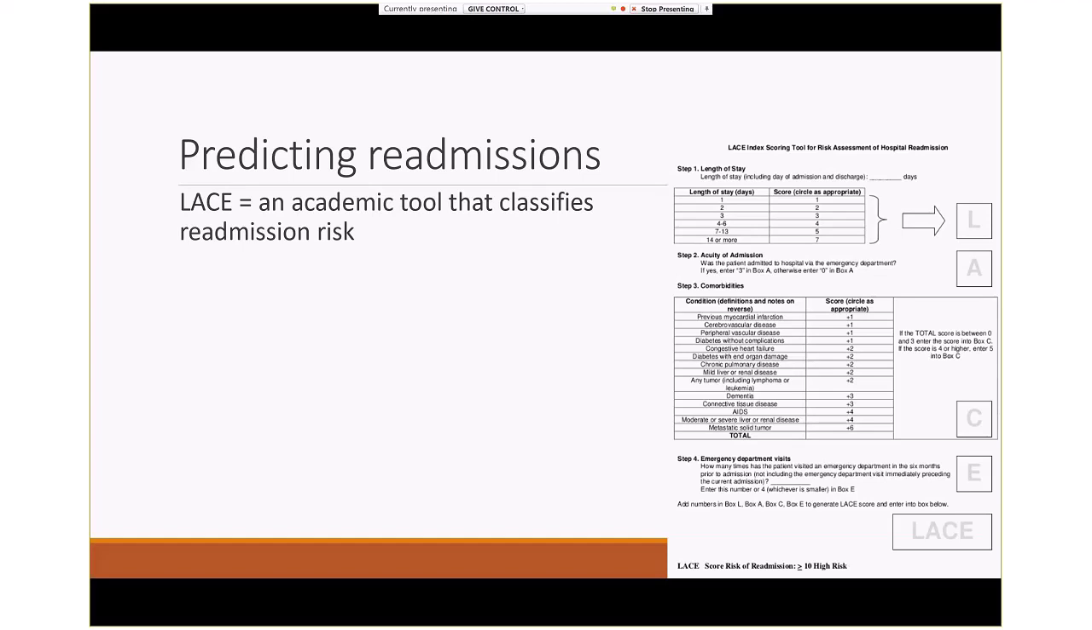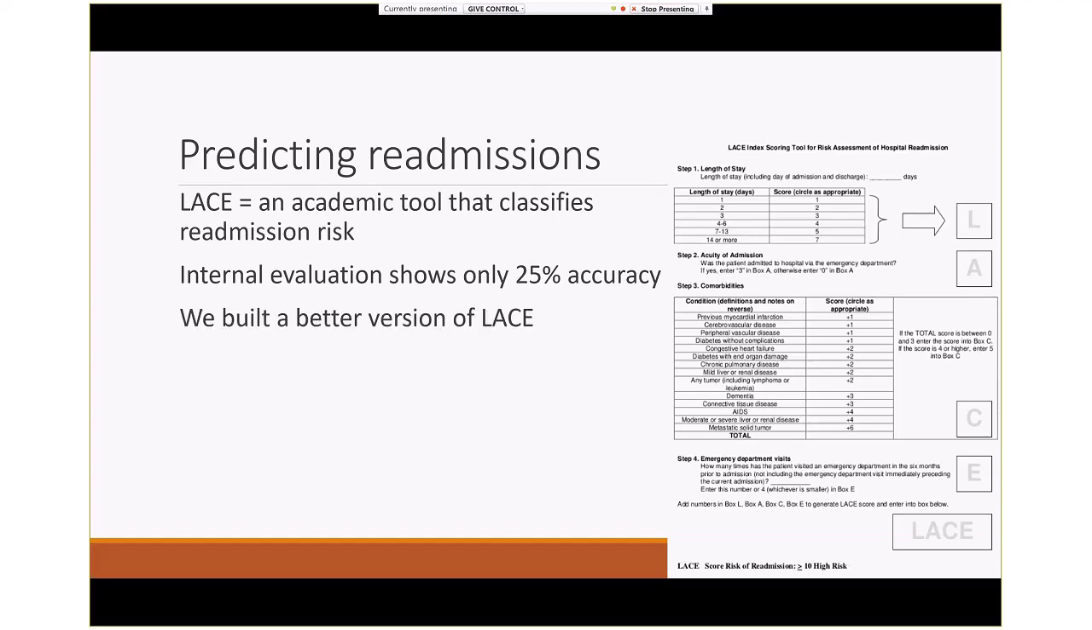We start by using a tool called LACE. This is not ML AI. LACE is just a paper-based tool with a very simple scoring mechanism. It looks at four different variables: length of stay, acuity of admission, comorbidities, and emergency visits, and depending on where each patient lies, an overall score gets created. This tool came out of Stanford University and has been widely cited in academic journals. But despite its popularity, when we evaluated it on our own Fraser Health internal data set, we found only 25% accuracy. It's getting 3 out of 4 patients wrong, which is not what we're hoping for.